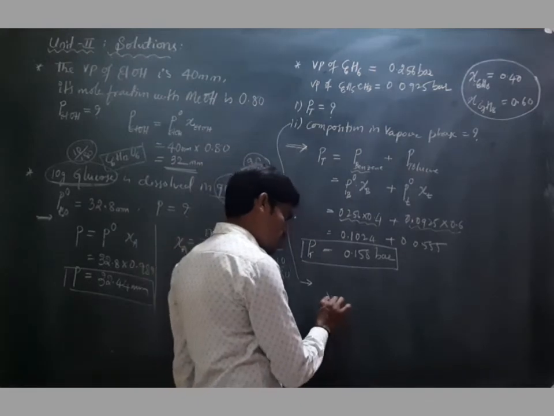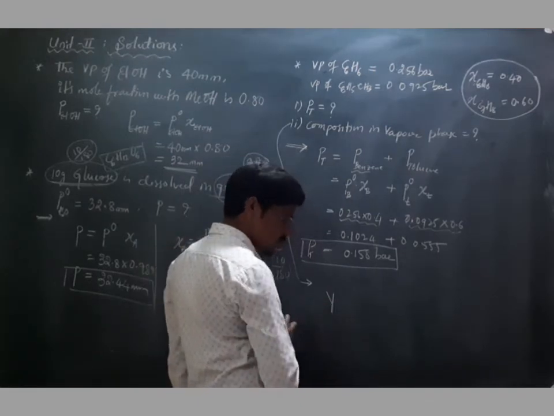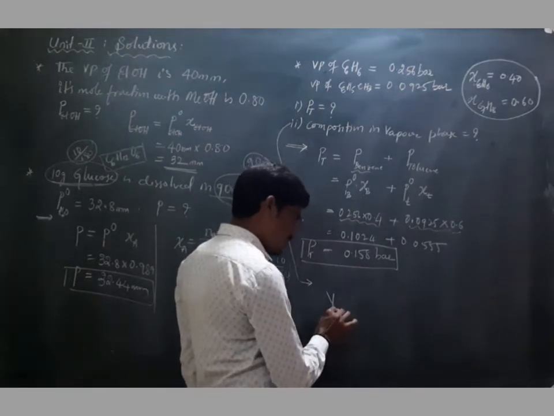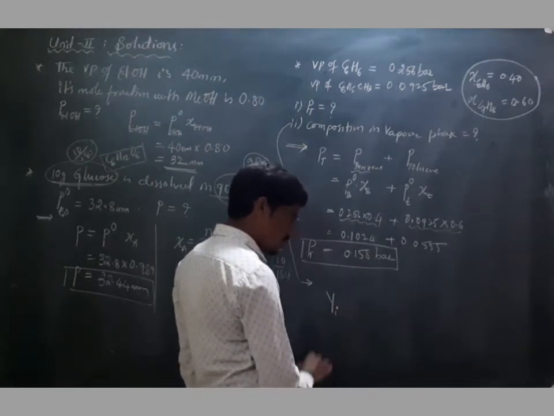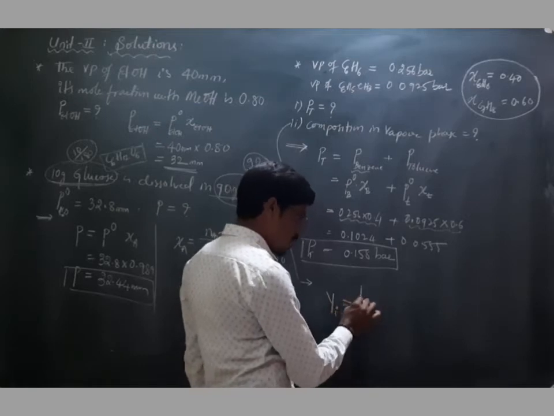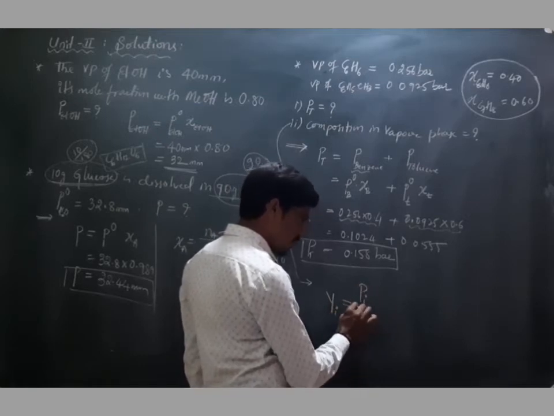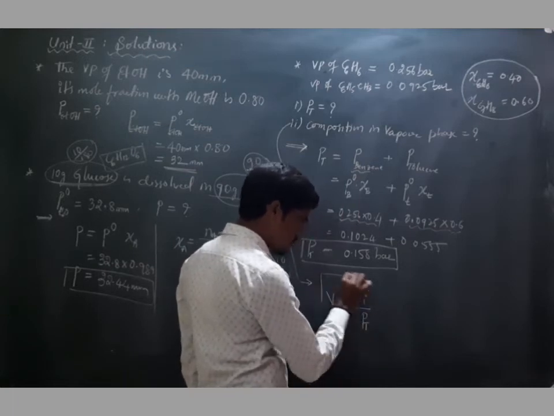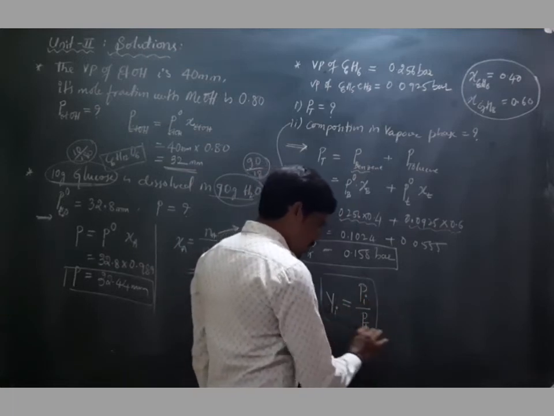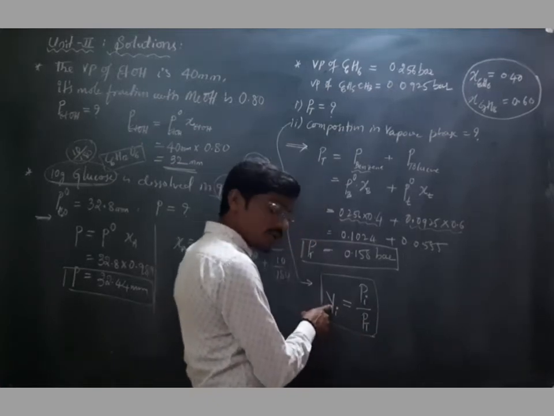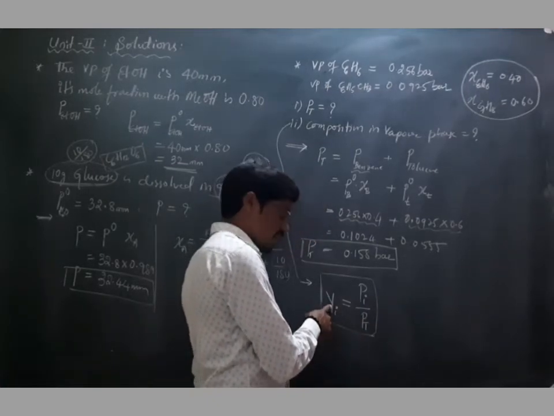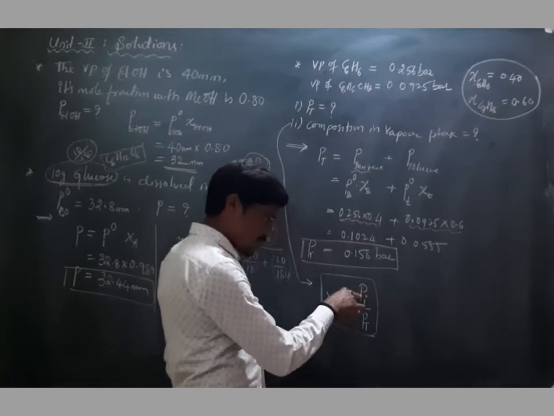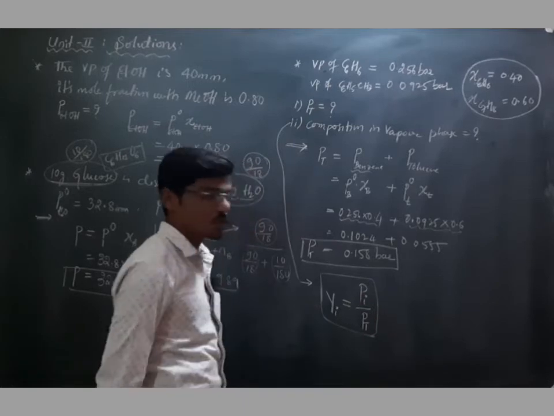Mole fraction in the vapor phase is given by, suppose for a binary solution with components A and B, the mole fraction of any component in its vapor phase is equal to the partial pressure of that component divided by the total pressure. Please note this formula. The mole fraction of a particular component in the vapor phase is the ratio of the partial pressure of that component divided by the total pressure.